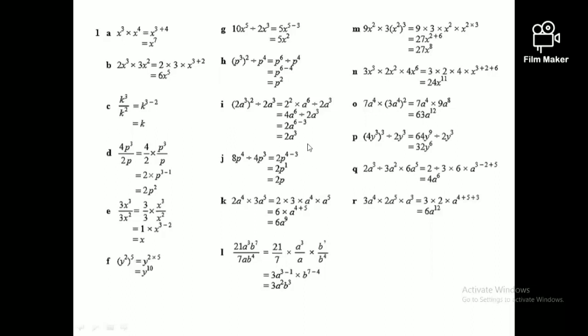Now let's come to question number J, right? Okay. Then 8xp to the power 4 divided by 4p to the power 3. Then you can divide these two numbers separately. 8 divided by 4 is 2. p to the power 4 divided by p to the power 3, you can subtract the powers and you can obtain the answer as p to the power 1. So your final answer is 2p. Right.